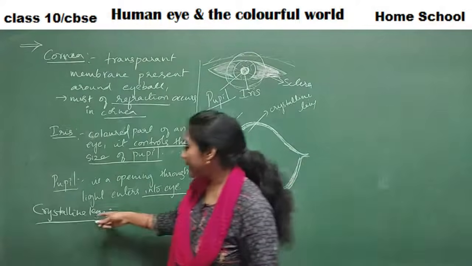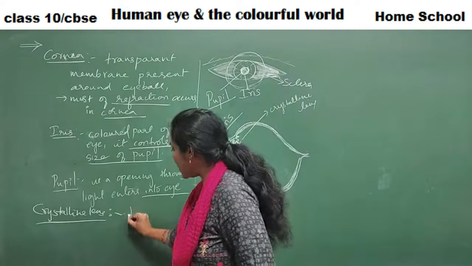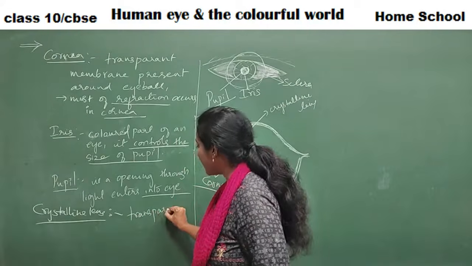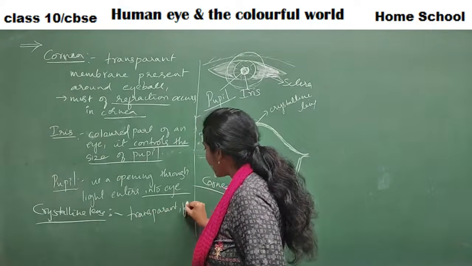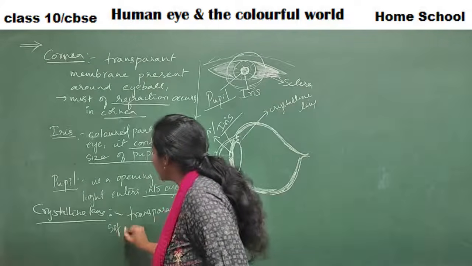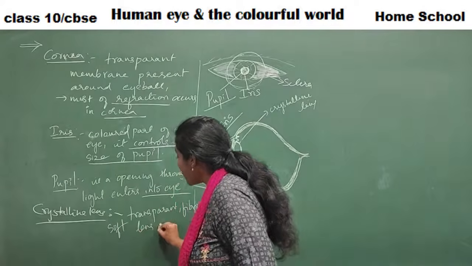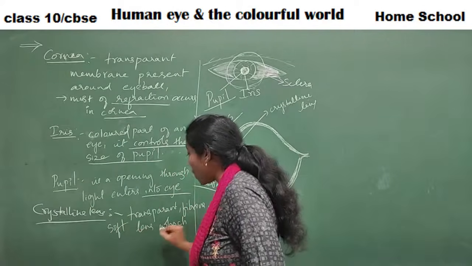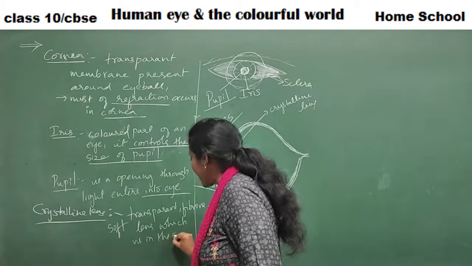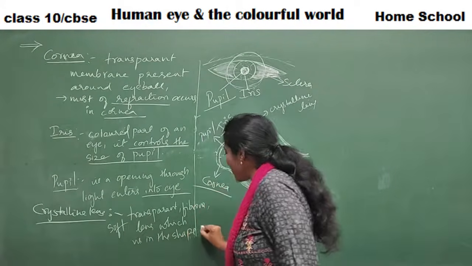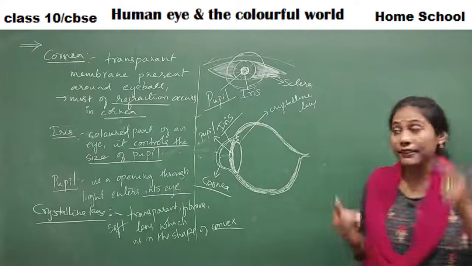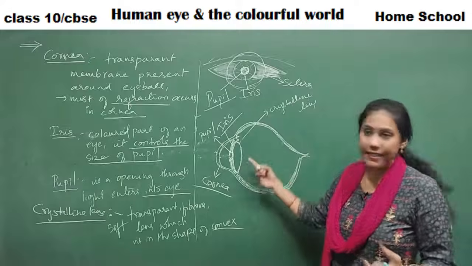So what you can write about the crystalline lens? Crystalline lens is nothing but a transparent, fibrous, soft lens, which is there in the shape of a convex lens, right? So that's all about the crystalline lens that is there inside the eye.